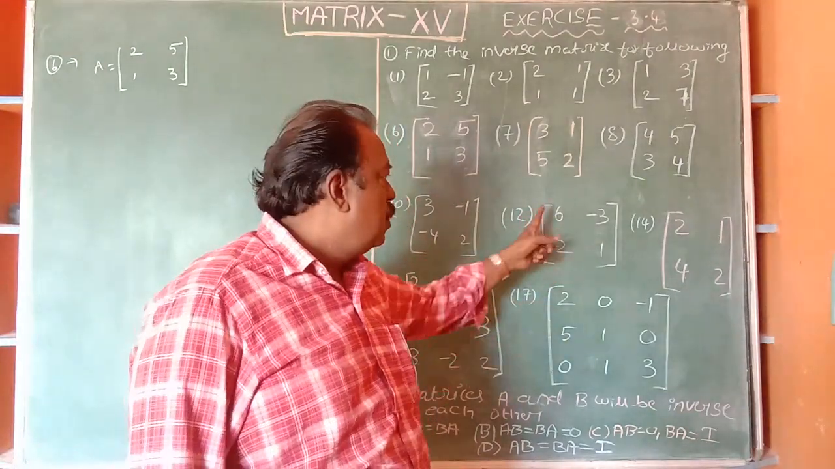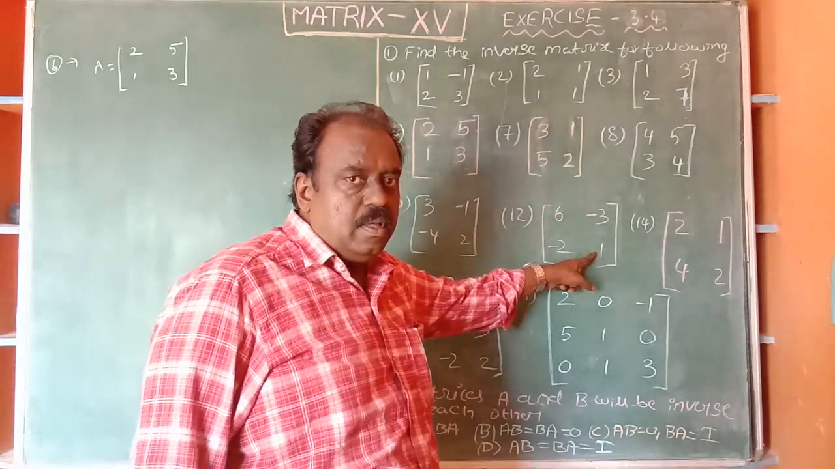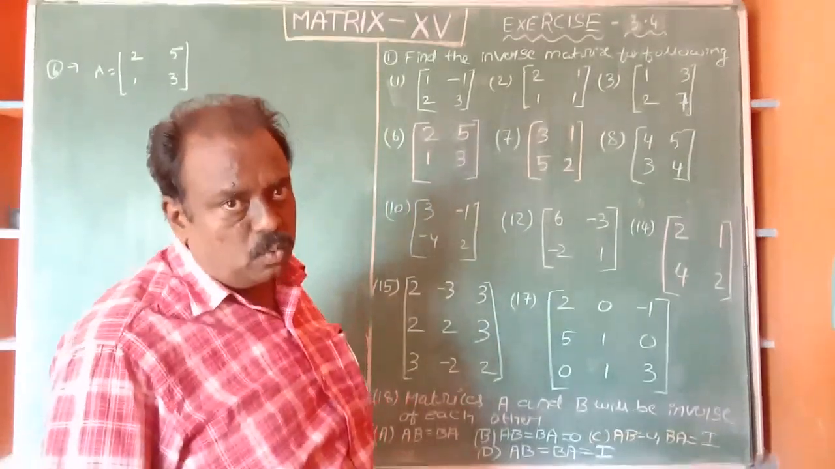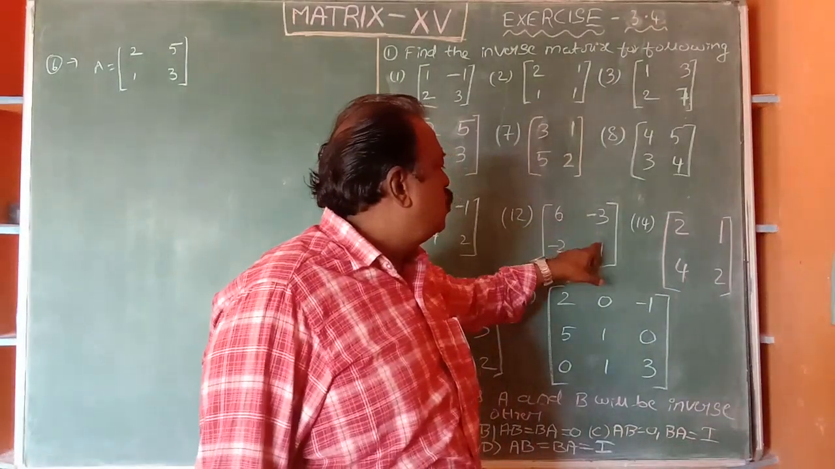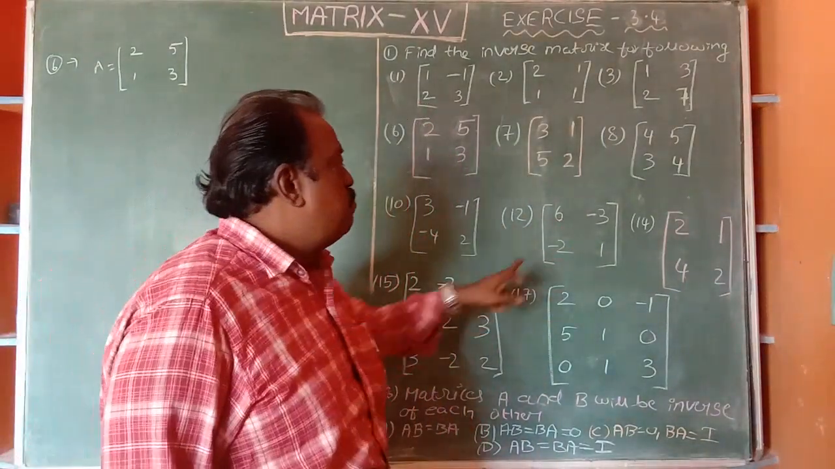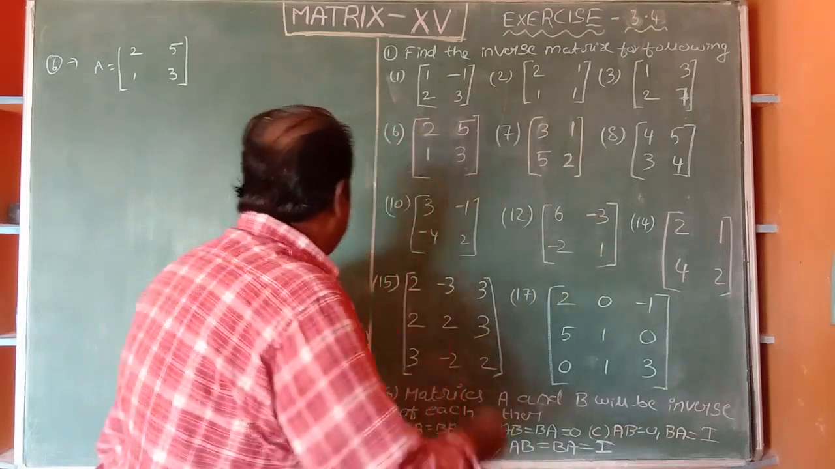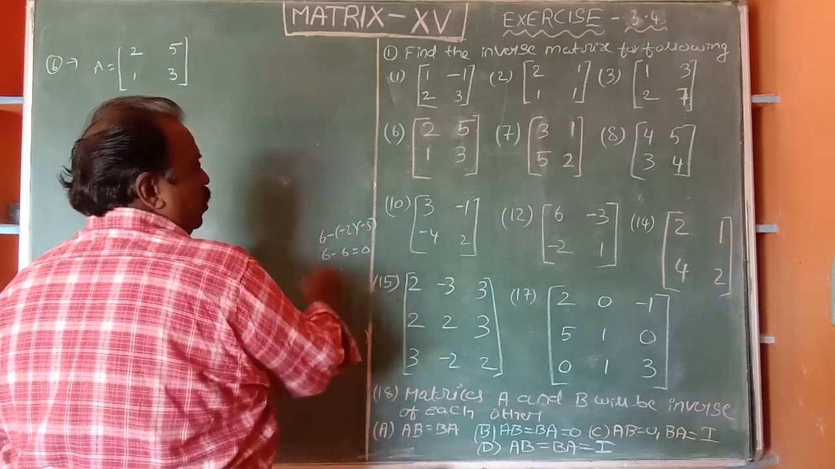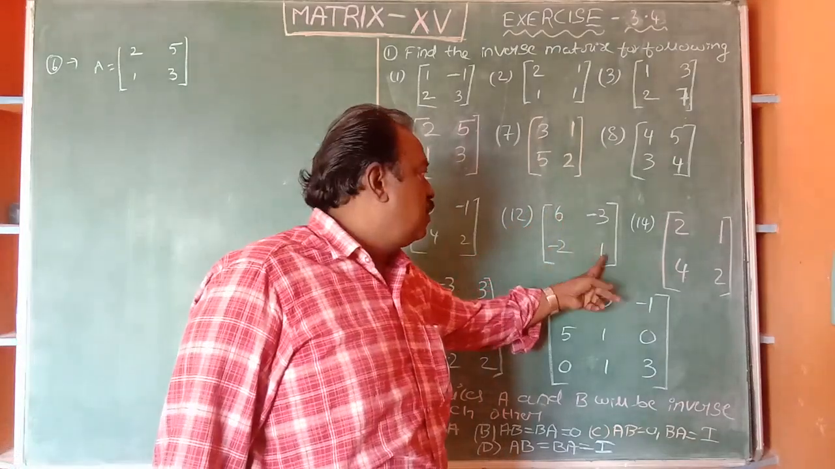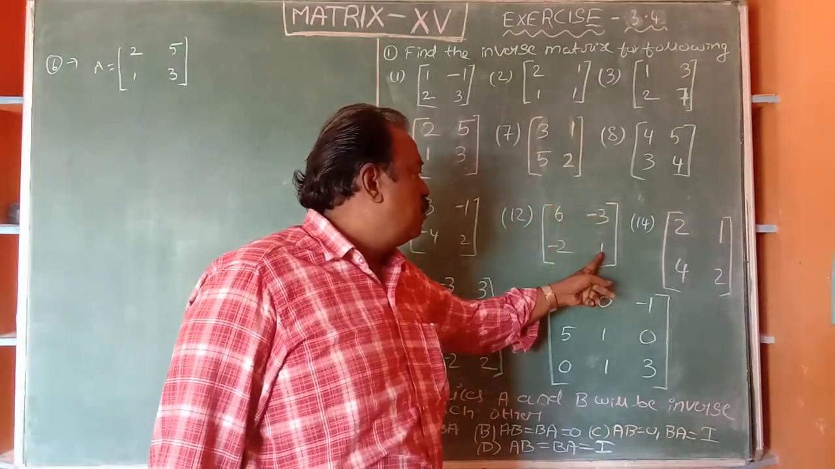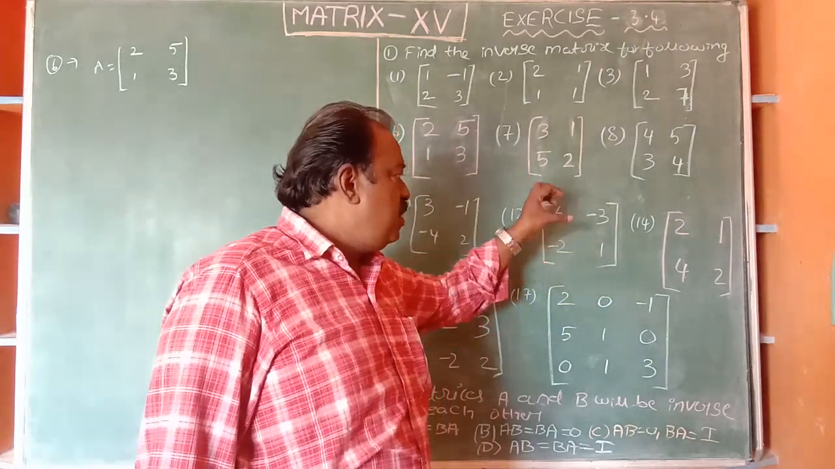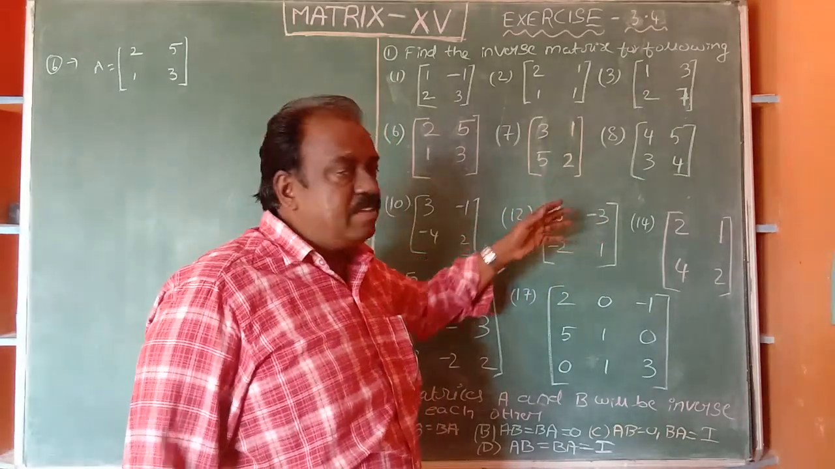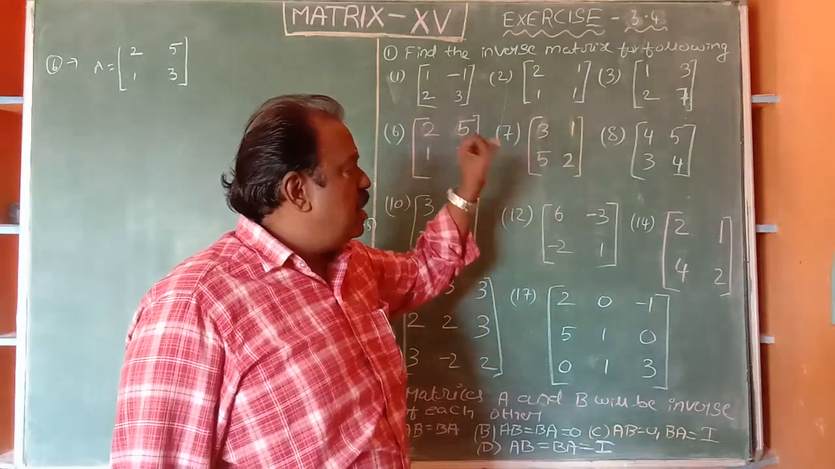Why? Because, you see, 6 into 1, this method is applicable only for the objective, not in the theory. 6 into 1 is 6. Minus 2 into minus 3. 6 minus 6 is 0. Okay, now? If the product of this diagonal and this diagonal, AD minus BC, is 0, then it will not have the inverse. The inverse of this matrix doesn't exist. That is the meaning. It is not an invertible matrix.